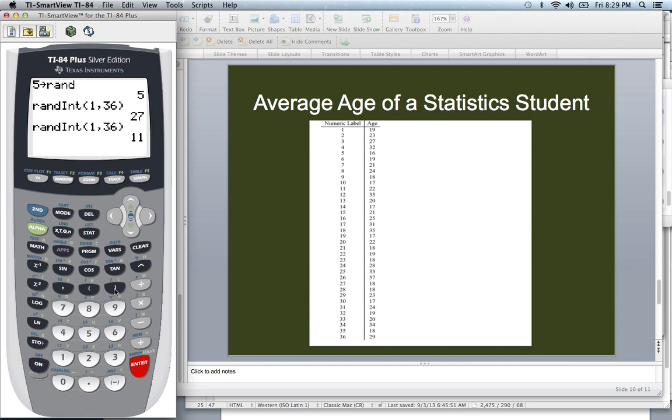I'll do that 5 more times. So student 27, student 11, student 5. Let's see, 27, 11, and 5.